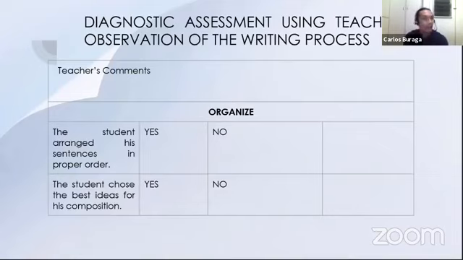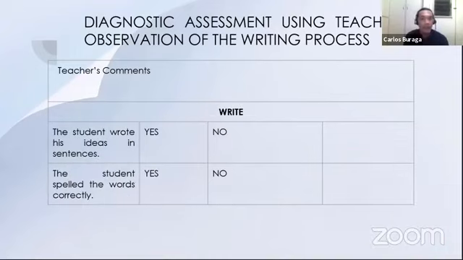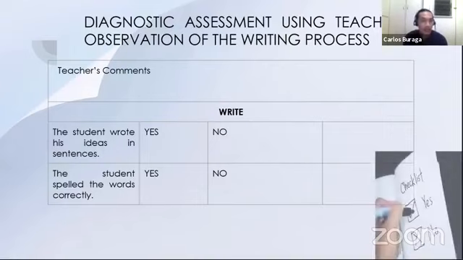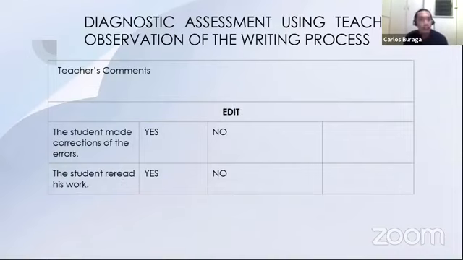Organizing has strategies for organizing ideas. Do students decide which organizational pattern to use to help them organize their ideas? In writing, what are the difficulties being experienced by the student? Do students write in complete sentences? All right. And in editing, do students reread and evaluate their drafts? Did they do something to mark the parts that are not clear to them?